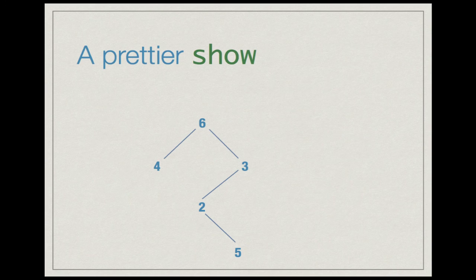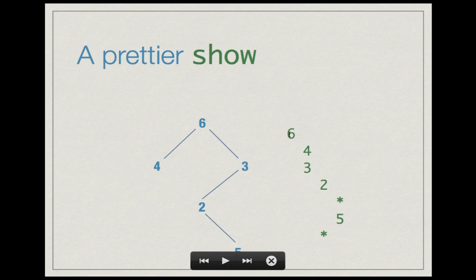Here is another tree. This is a tree with root 6, left subtree consisting of a single node 4, right subtree having a node 3 whose left child is 2 and whose right child is 5. This is laid out as follows: 6 followed by its 2 children 4 and 3, followed by its left child which is 2, whose children are displayed here as star and 5.